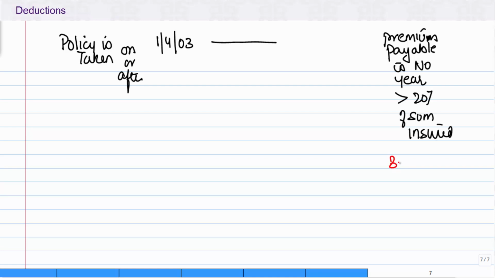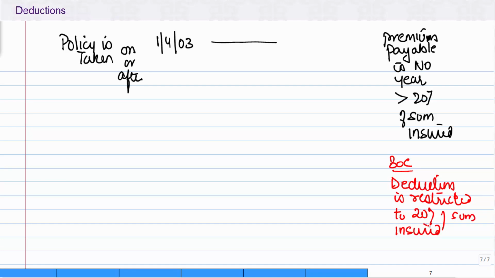Plus 80C was amended, and the deduction under section 80C is restricted to 20% of sum insured. But in 2012, again the law was amended, 10(10D) was amended, and we now reduce this 20 to 10%.